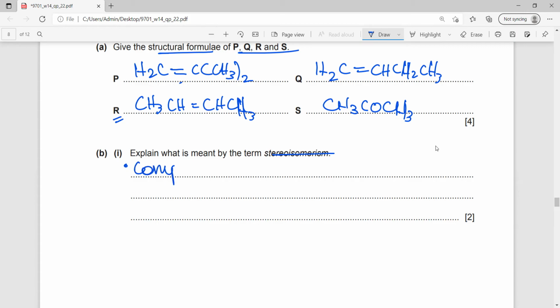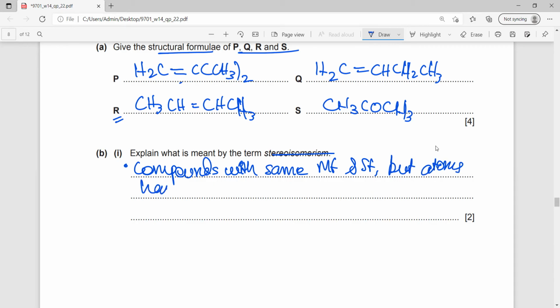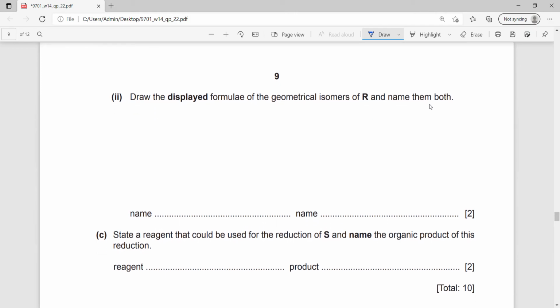So this question, explain what is meant by the term stereoisomerism. It's just a definition question. Compounds with the same molecular formula and structural formula, but atoms have different spatial arrangements. Simple.